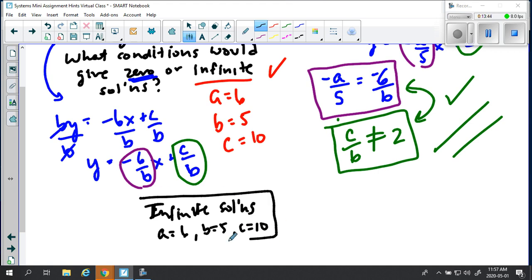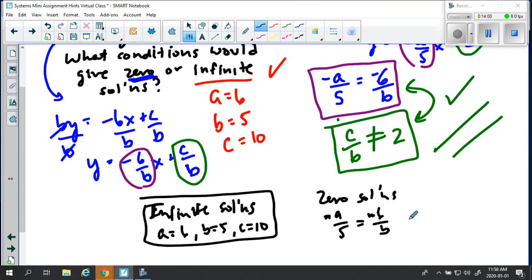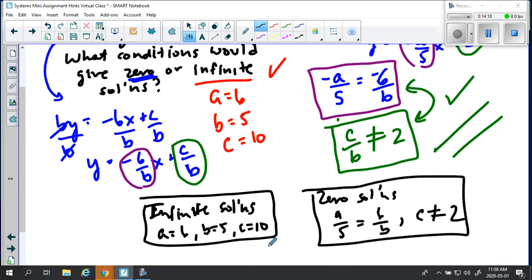That's it. But for there to be zero solutions, then negative A over 5 has to be equal to negative 6 over B. And actually, I could remove the negative and it would still be okay. Okay. And then for C, I would also put that C cannot be 2. So let me just clean that up a little bit since it is my final answer. You can remove the negative from both sides. So these are the conditions that have to be met to have zero solutions. And these are the conditions that have to be met to have infinite solutions.